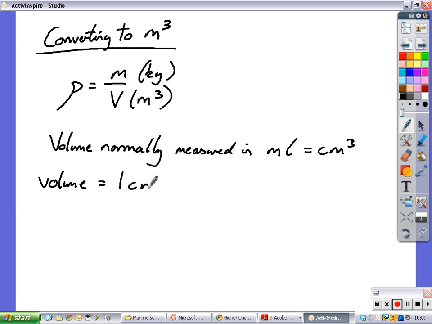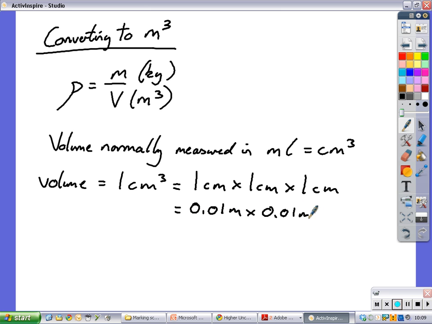1 cm^3 would be equal to 1 times 1 times 1. So it would be equal to 1 centimetre multiplied by 1 centimetre multiplied by 1 centimetre. That's the volume it would take up, 1 by 1 by 1. What is that in terms of metres then? Okay, so 1 centimetre is 0.01 metres by 0.01 metres by 0.01 metres.